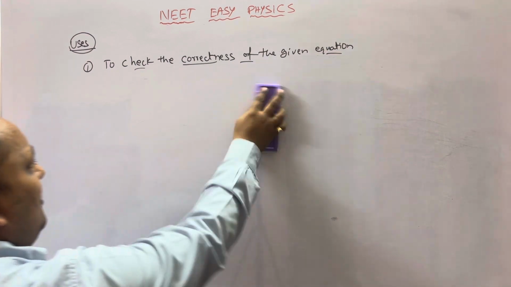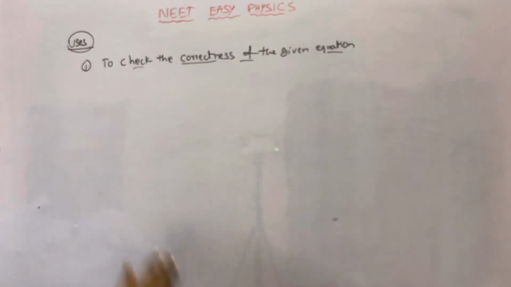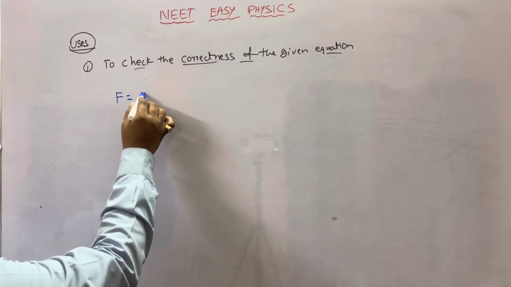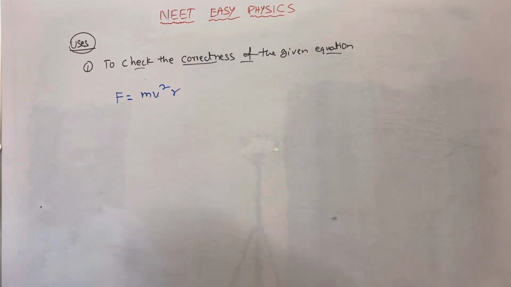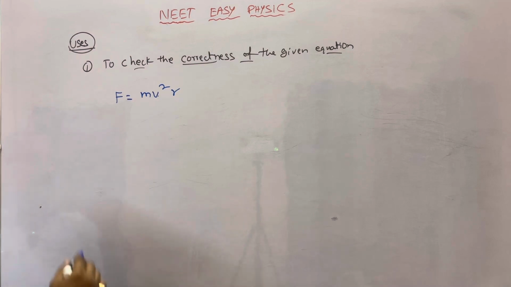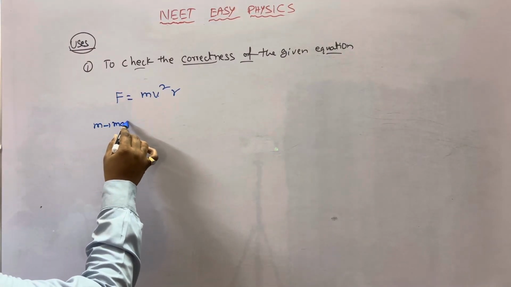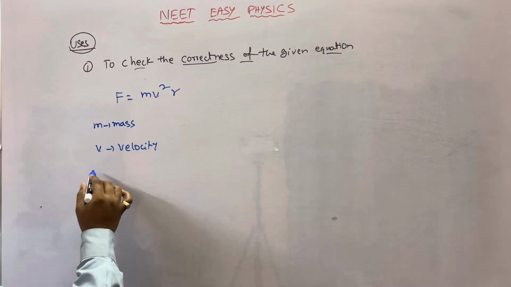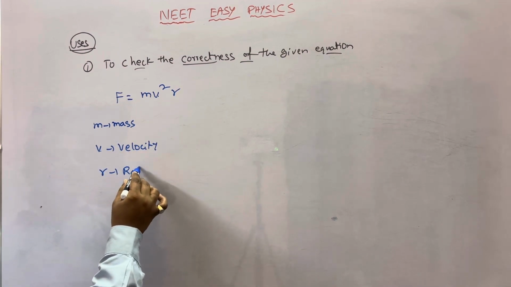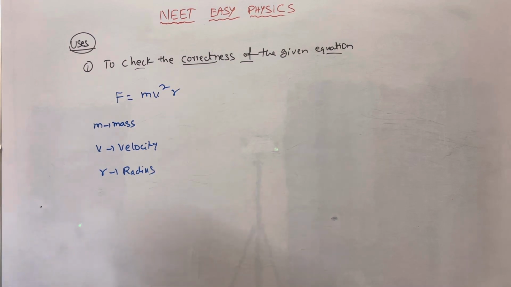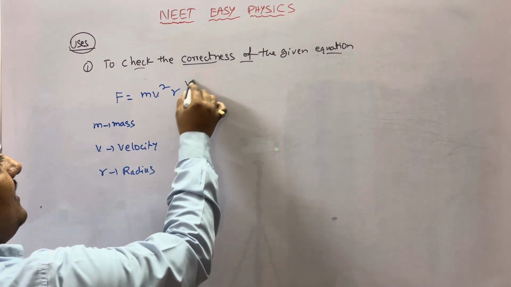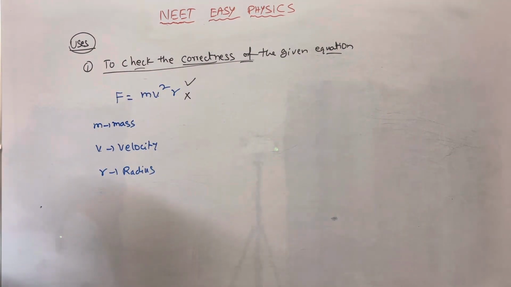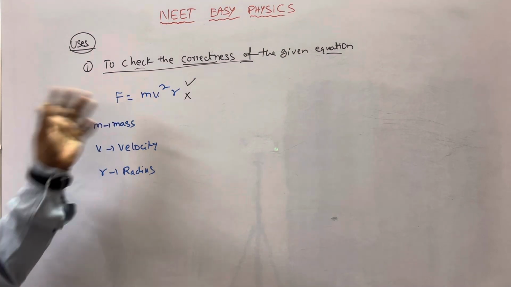Now see one example of how to check the correctness of an equation. Force F is equal to m v square by r, I gave. What does m mean here? Mass of the body. What does v mean here? Velocity of the object or body. R is nothing but radius. Then is this equation correct or wrong? I have to cross check. So we are using this to check the correctness of the equation, and for that I have taken one example.